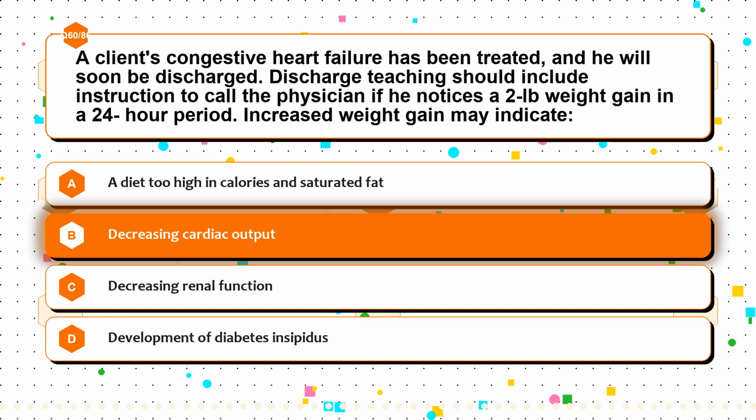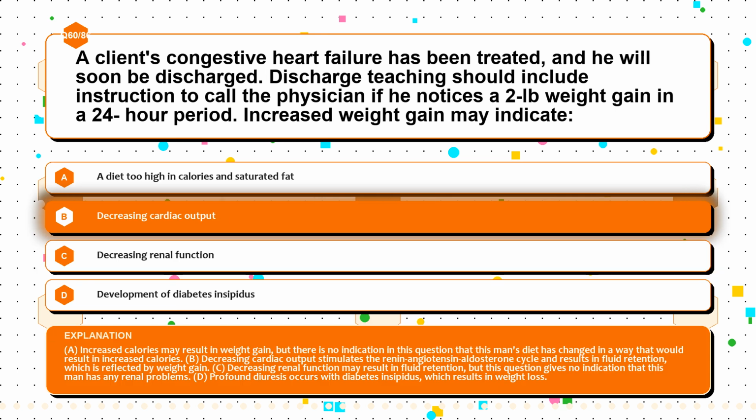The correct answer is option B. Decreasing cardiac output. A. Increased calories may result in weight gain, but there is no indication in this question that this man's diet has changed in a way that would result in increased calories. B. Decreasing cardiac output stimulates the renin-angiotensin-aldosterone cycle and results in fluid retention, which is reflected by weight gain. C. Decreasing renal function may result in fluid retention, but this question gives no indication that this man has any renal problems. D. Profound diuresis occurs with diabetes insipidus, which results in weight loss.